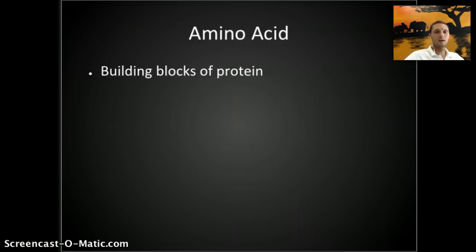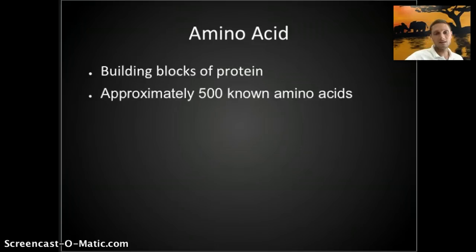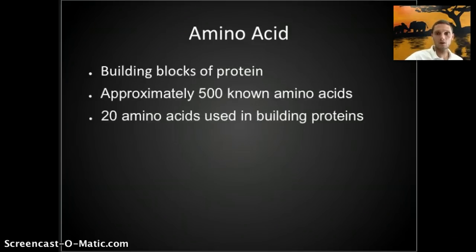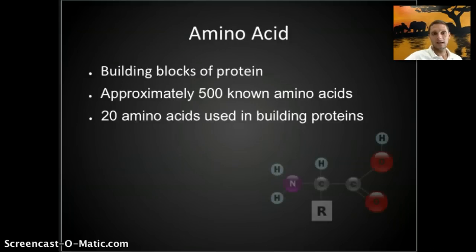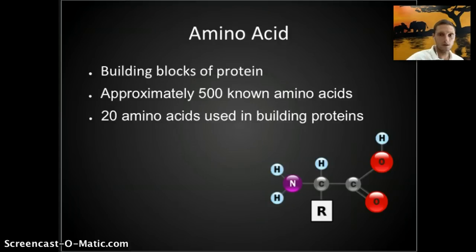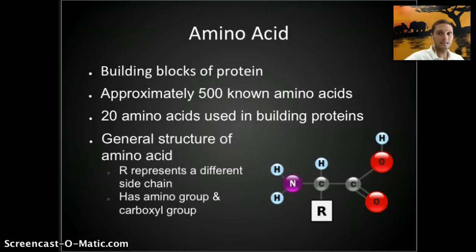If you think back to carbohydrates, the monosaccharide is a single sugar that helps to make up a larger polysaccharide. Well, amino acids are the same deal, a small piece that put together makes up a protein. There's approximately 500 known amino acids, but only 20 of those amino acids are used in building proteins. And amino acids have a very similar basic structure or shape, and this is it. We'll, on the next slide, take a closer look at this.